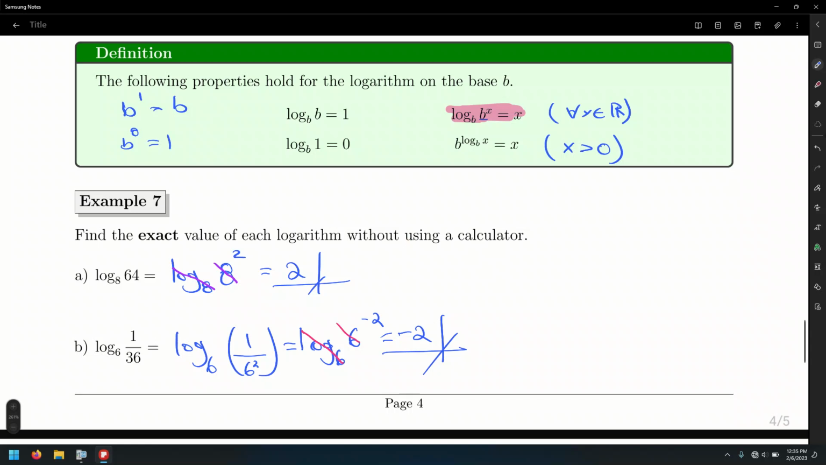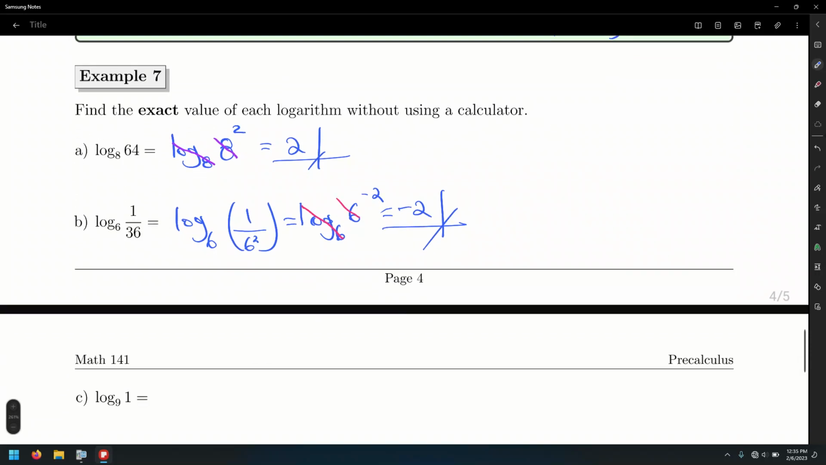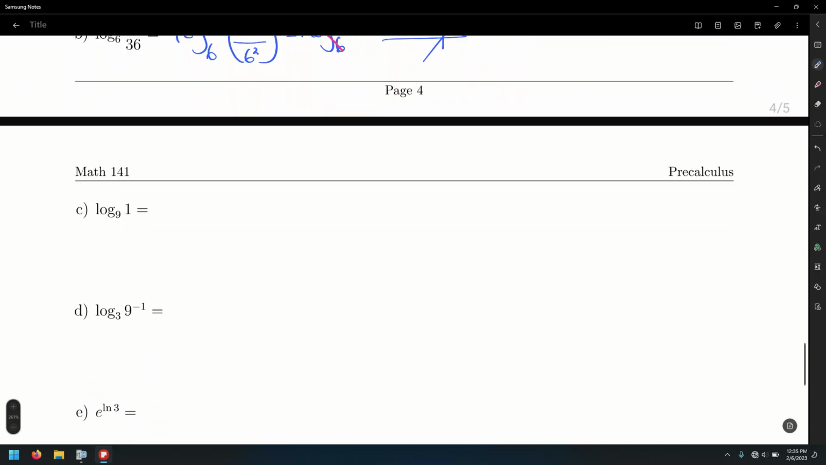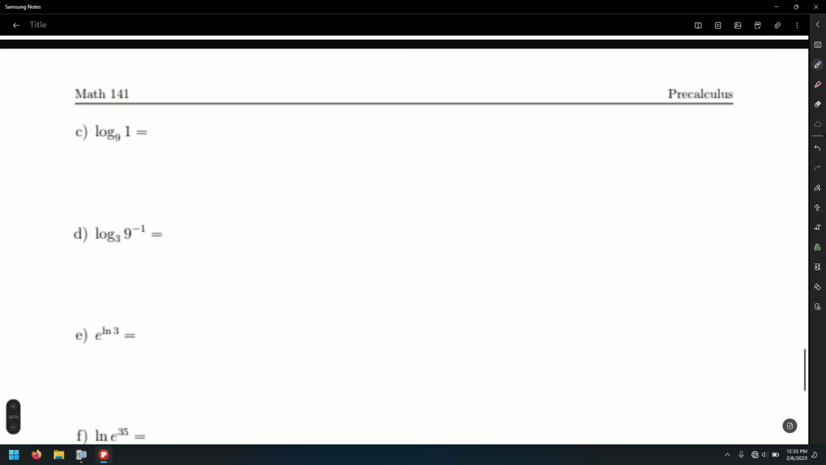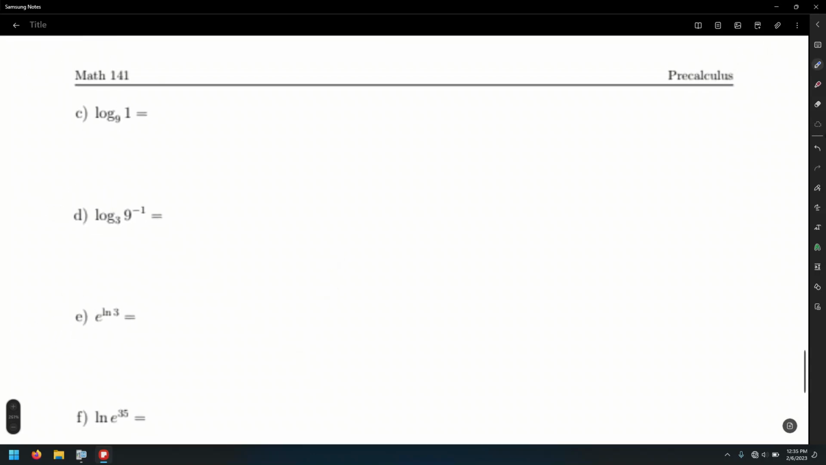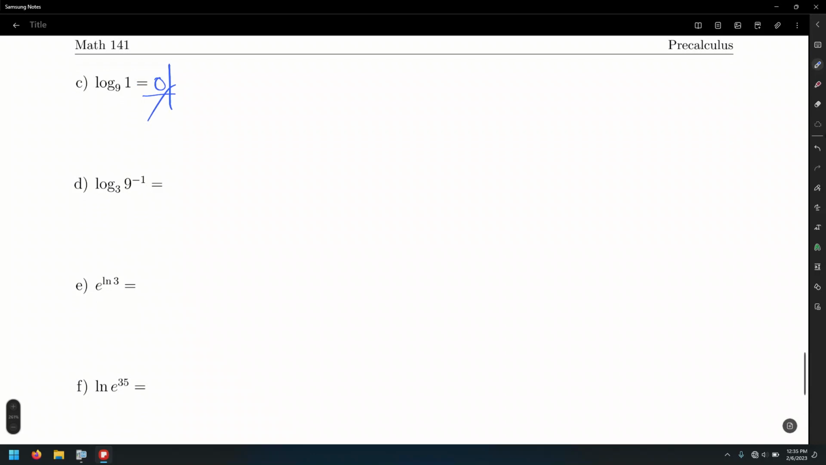Let's see what else we have about this. Okay, log of 1 on the base 9. The logarithm of the number 1, regardless of the base, equals 0. Just that. That's all we need. 0. Okay.